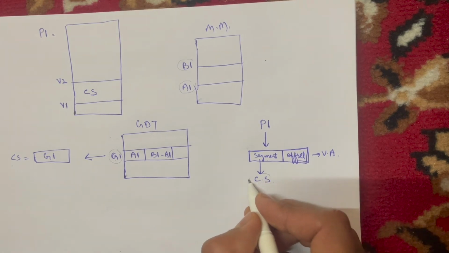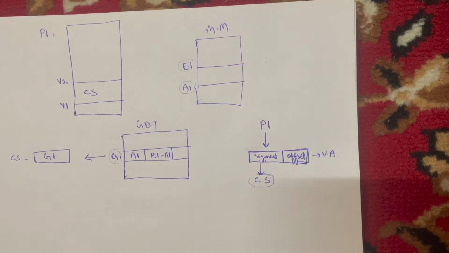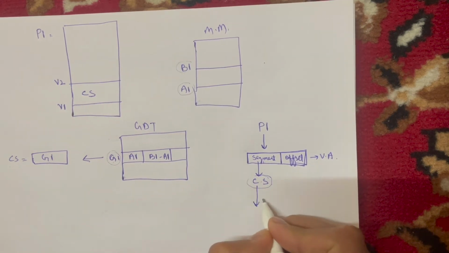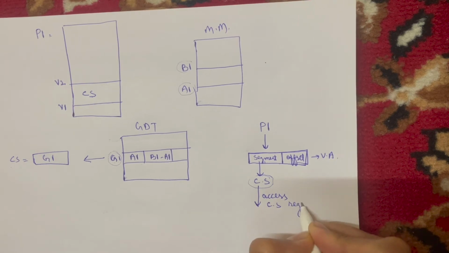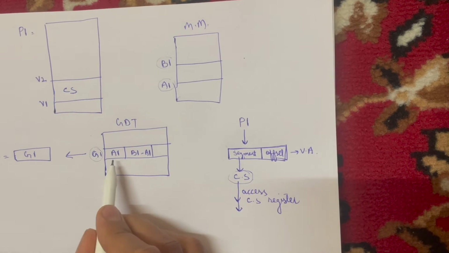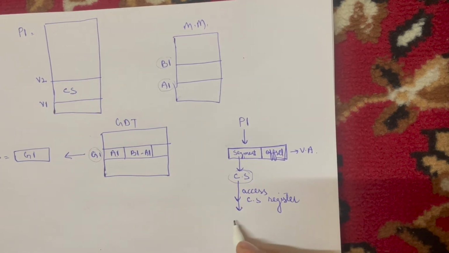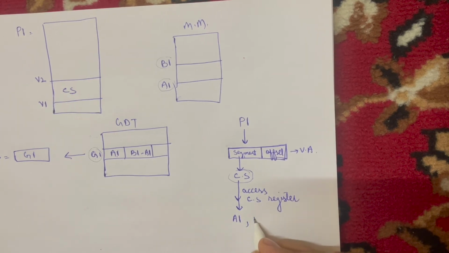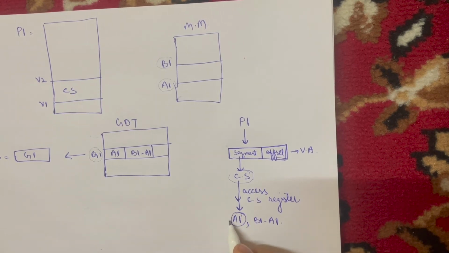And for the GDT, I have to find the entry address, and this address is stored in the code segment register. Here I got the information that this address belongs to the code segment, so from here I will access the code segment register. From that register, I will get the entry where the base and limit of this code segment are stored. So I will get the base A1 and the limit, which is B1 minus A1. So this is the base.